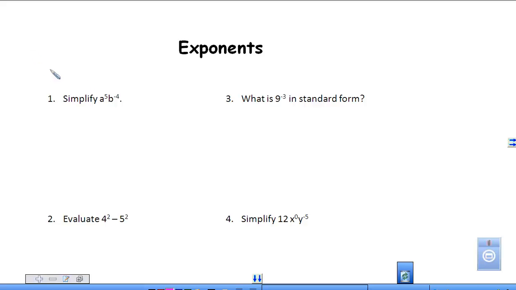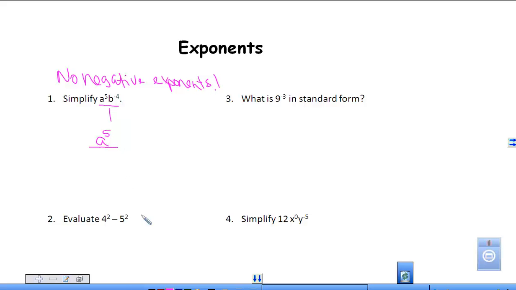And remember, when we're dealing with exponents in simplified form, we cannot have a negative exponent. So no negative exponents. So if we put this over 1 and turn it into a fraction, a to the 5th is a positive exponent. So in fraction form, we leave it alone. We don't need to do anything to that. That's in simplified form. But b to the negative 4th, that is a negative exponent.